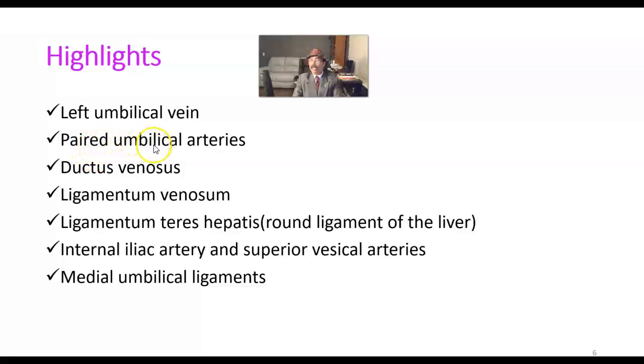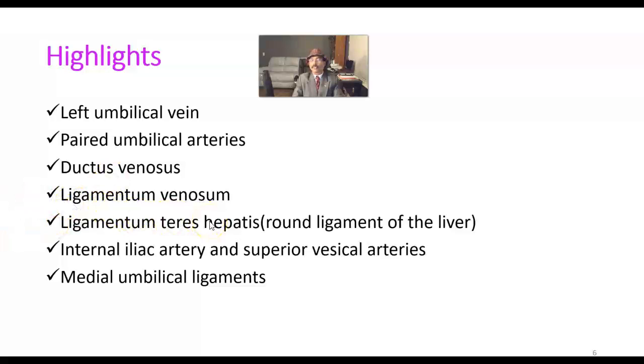Paired umbilical arteries: initially, they take origin from the dorsal aorta, then from the internal iliac artery. Ductus venosus connects the left branch of the portal vein to the inferior vena cava, and it carries oxygen-rich blood from the umbilical vein.